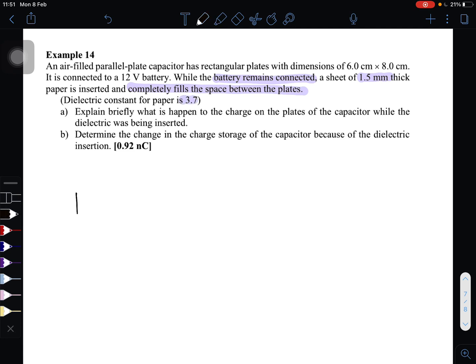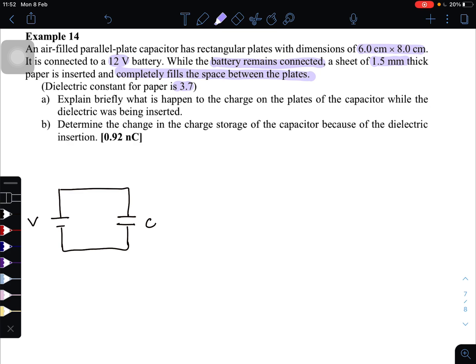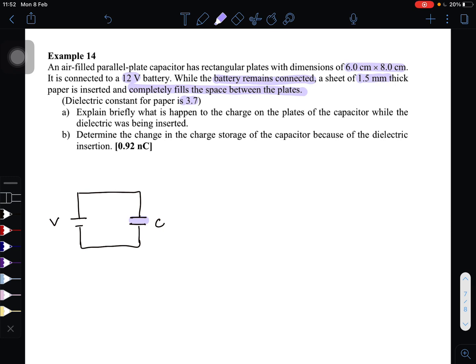Okay, so now we have a capacitor connected to a battery. So this is the capacitor, and then this is the battery. While this capacitor is connected to a 12 volt battery, and the area is 6 by 8 centimeter square, a piece of paper is inserted in between this capacitor. So the paper is placed here while it is still connected to the battery. So this one is case number 2.